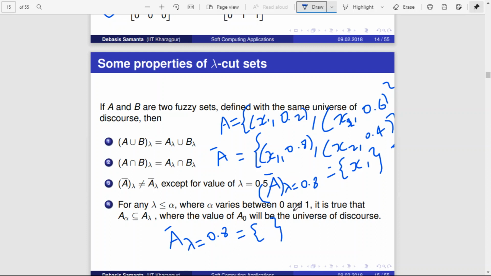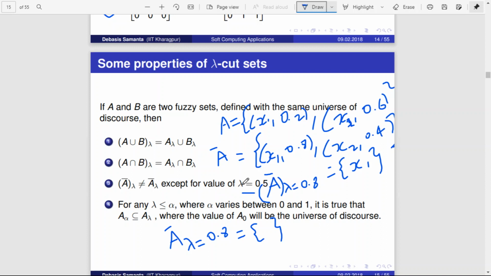So these two things are not equal, that is the point. If you perform A complement lambda, it is not equal to A lambda complement, except for the value 0.5.